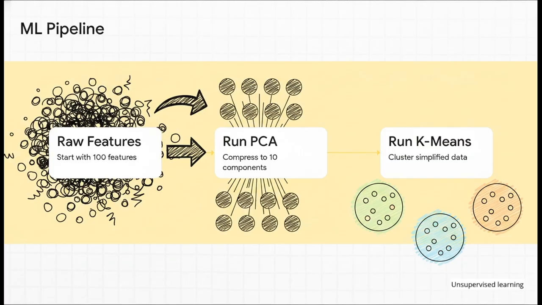You start with 100 raw, noisy features. Maybe it's complex user telemetry data. First, you use PCA. PCA calculates the variance, applies its weights, and neatly compresses those 100 features down to just 10 robust principal components, completely stripping out the noise. Then, you take those 10 clean components and feed them directly into k-means. K-means calculates the Euclidean distances and beautifully assigns the data into clean, separated clusters. PCA did the heavy lifting prep work, and k-means delivered the final grouping, a perfect 1-2 punch.